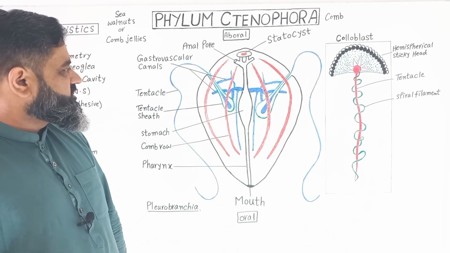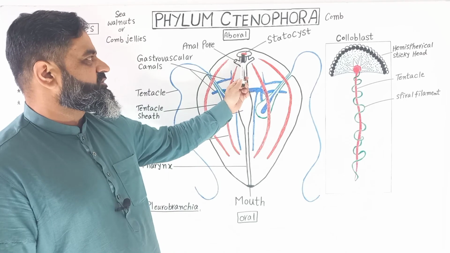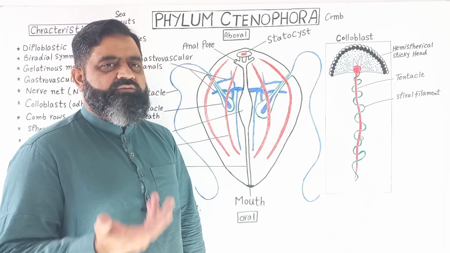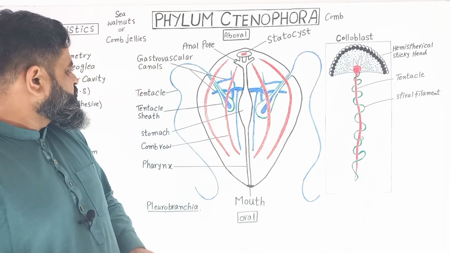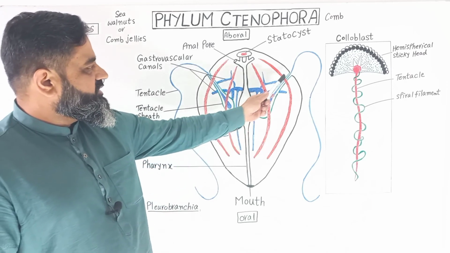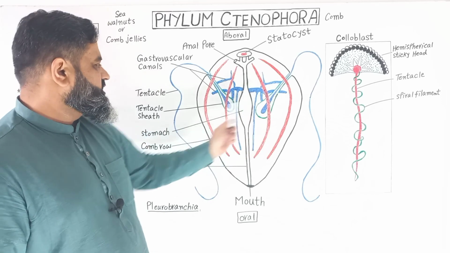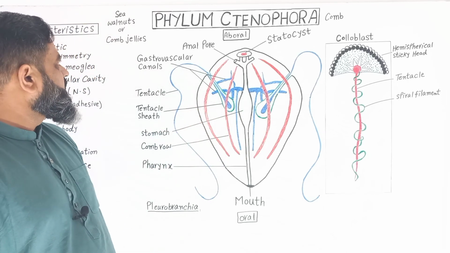We already discussed their nervous system. On the aboral surface there is a statocyst which helps the animal against gravity and helps in locomotion. Where the tentacle arises, there is also a cell-like structure known as the tentacle sheath which surrounds the base of the tentacle.